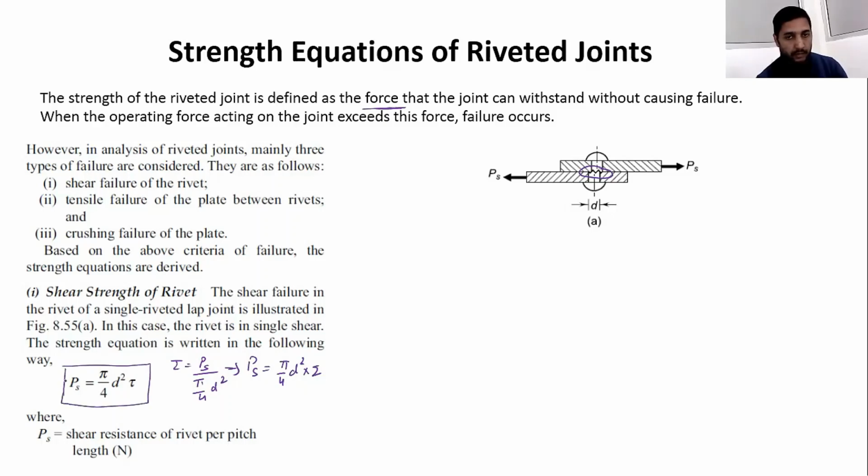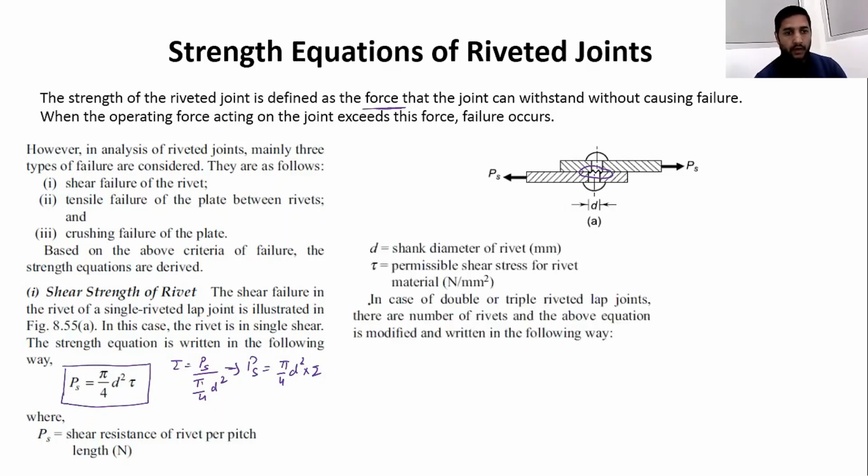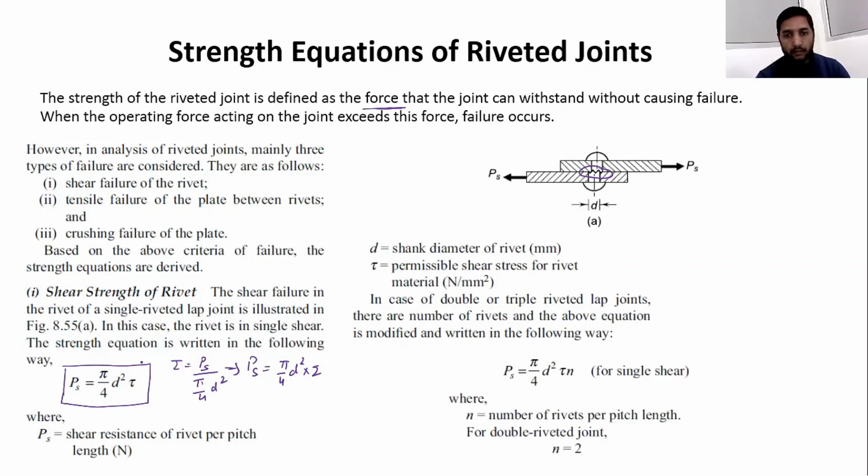तो ये किस तरह से है मैंने आपको बता दिया, that the shear strength of the rivet will be this one, and where all these terms, d, small d shank diameter, tau is the permissible shear stress in Newton per mm square. And in case of double or triple riveted lap joint, this equation will be modified by multiplying with n. So for double riveted lap joint, you will have to multiply with 2. For triple riveted lap joint, multiply with 3. Okay, so the formula will be changed accordingly.